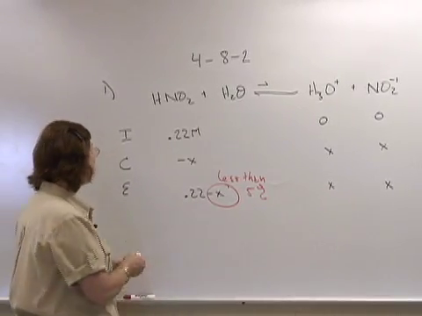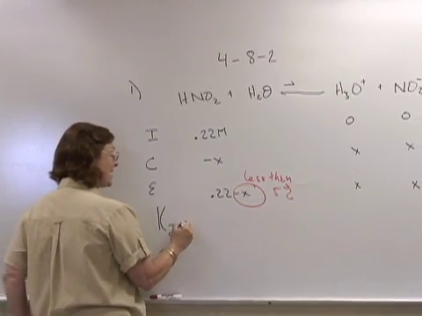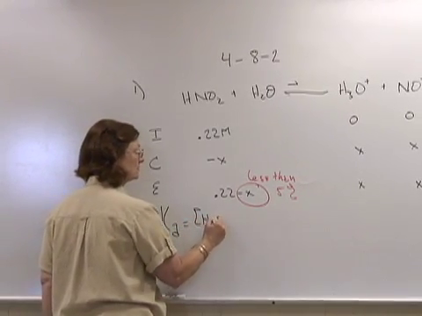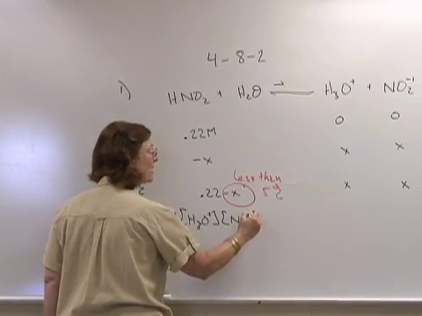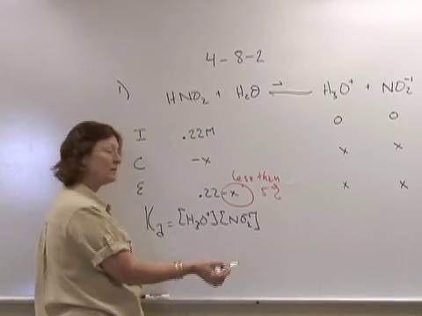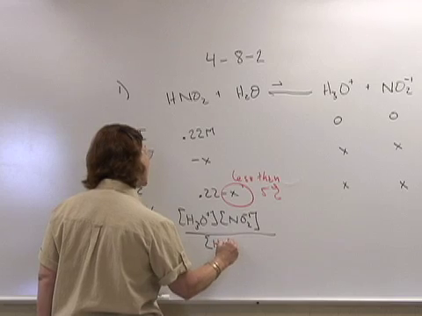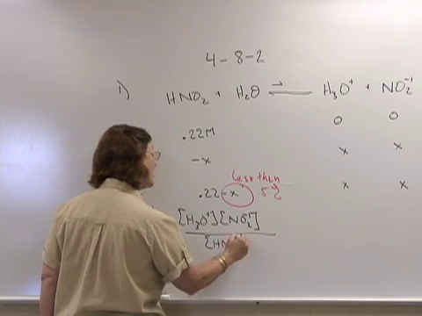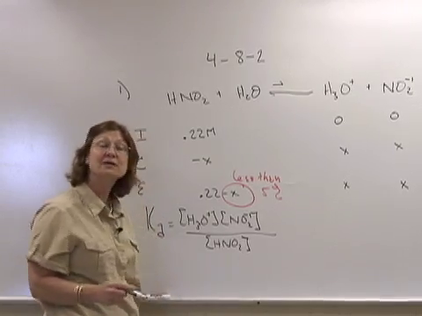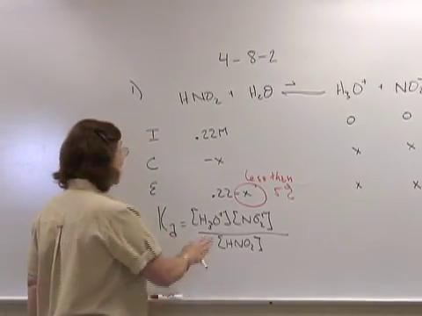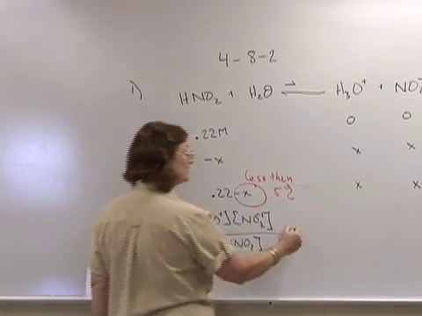And then I write my Ka because we're talking about an acid. Well, my Ka is the products, and we don't have to worry about any coefficients in these problems, divided by my reactant. And only the nitrous acid is the one included here because water is a pure liquid, and we do not include pure liquids or pure solids in the equilibrium expression. I always want to see this expression written out. And then I substitute in the values.